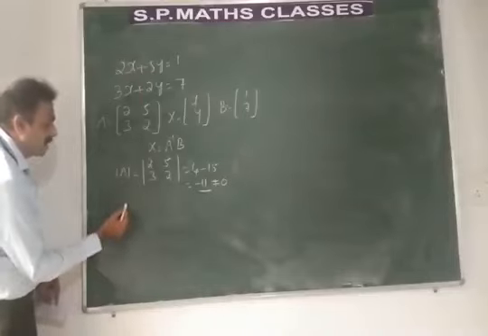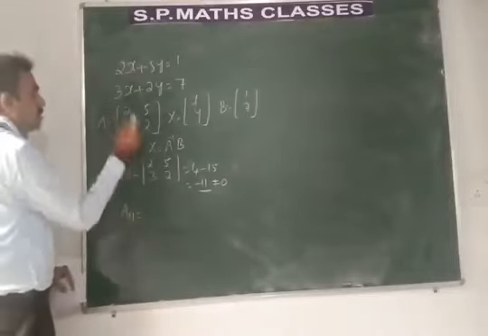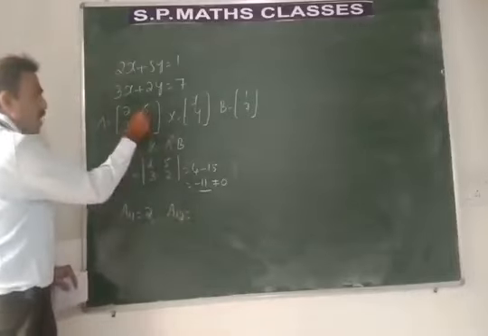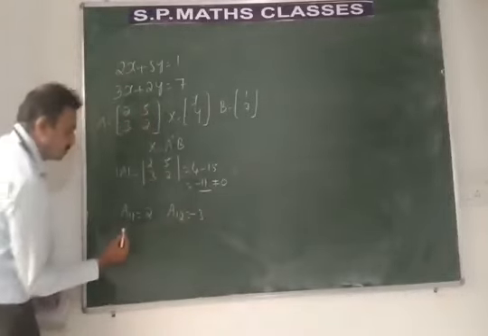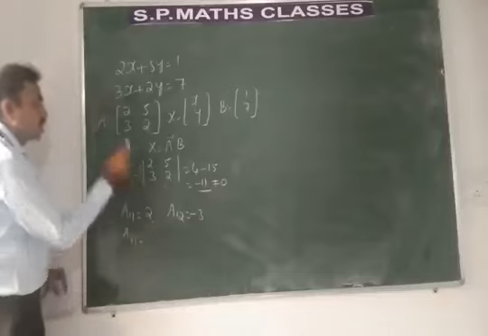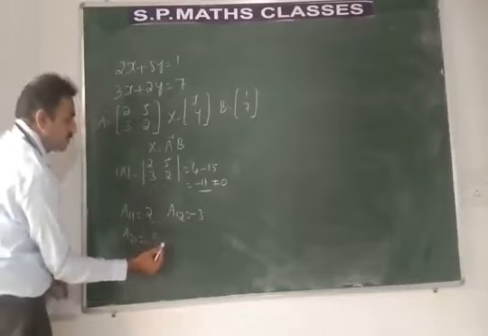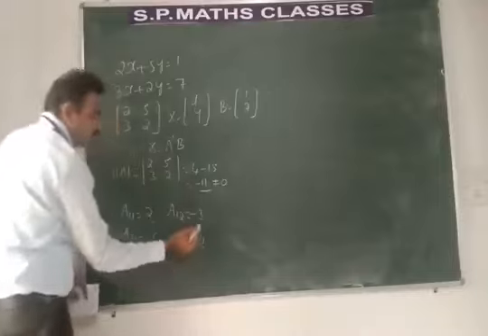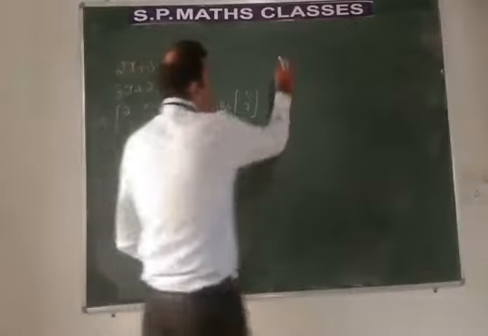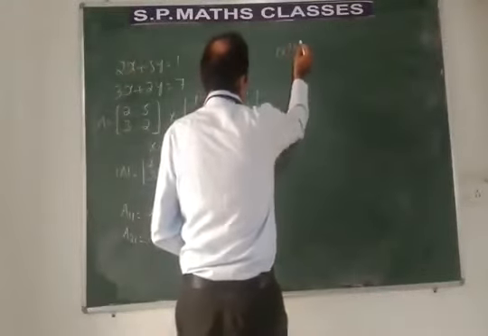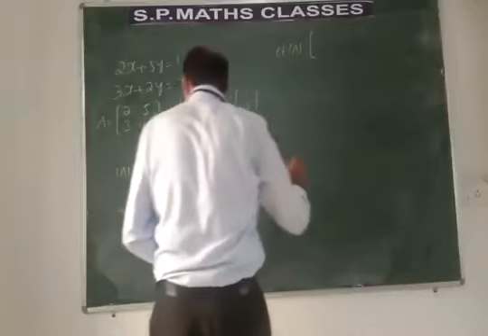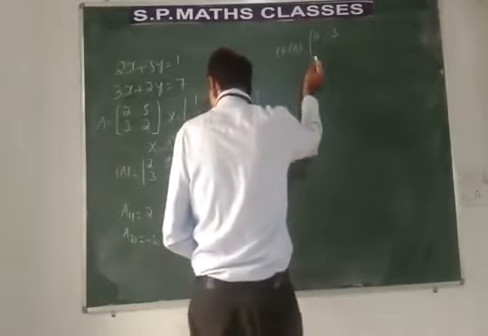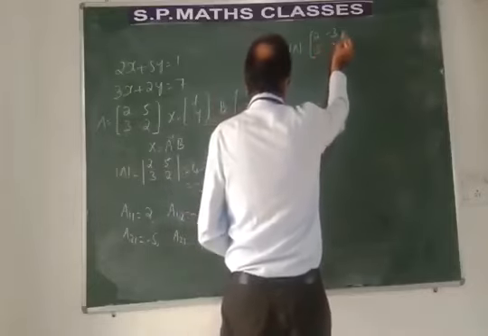Further, to find the adjoint: A11 is 2. A12, the cofactor of 5, is minus 3. A21, the cofactor of 3, is minus 5. A22, the cofactor of 2, is equal to 2. So what is the cofactor matrix? The cofactor matrix of A is 2, minus 3 and minus 5, 2.